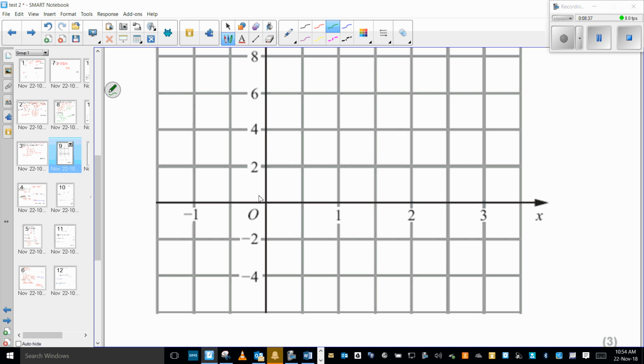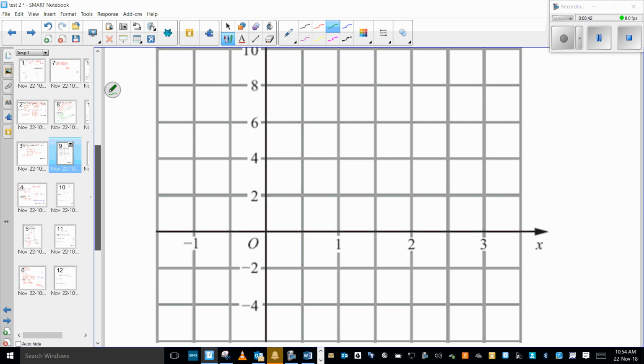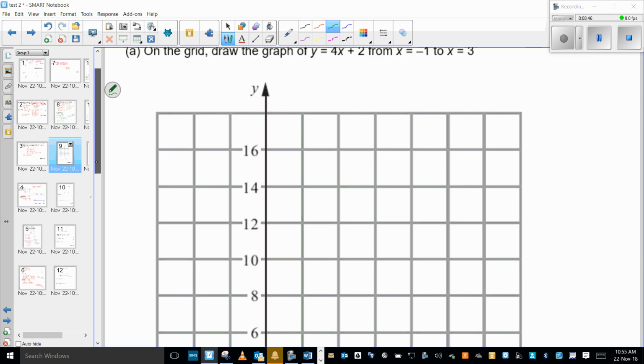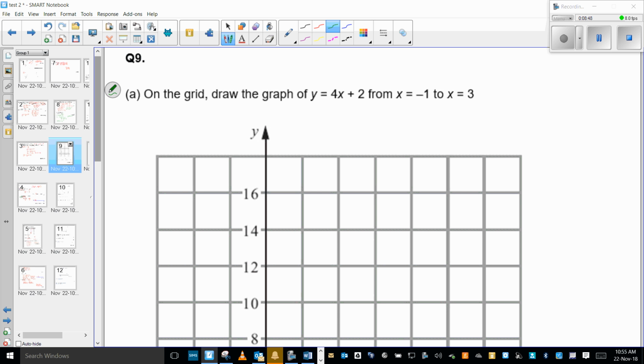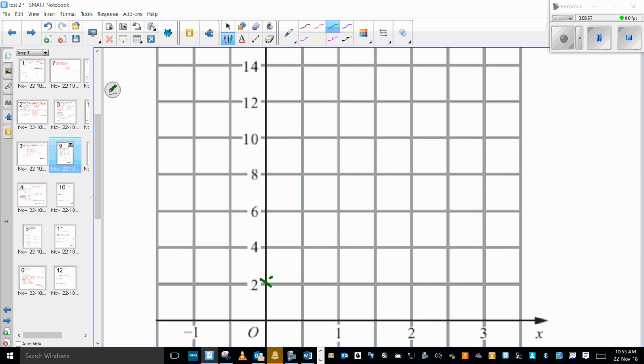I did try and stress it several times when I was teaching it. You have to look at the axis scale. So, ideally, however, I would have loved you to have recognized that your y-intercept was going to be positive 2. So I gave you 1 mark if you actually went through the y-axis at 2.